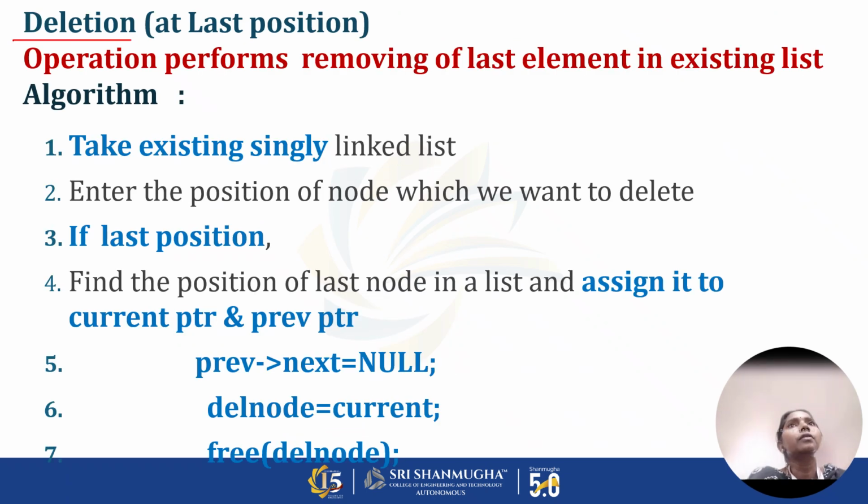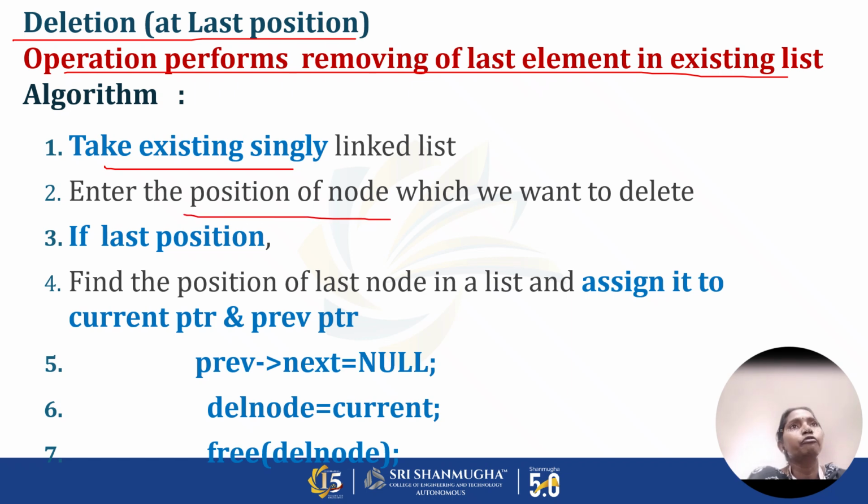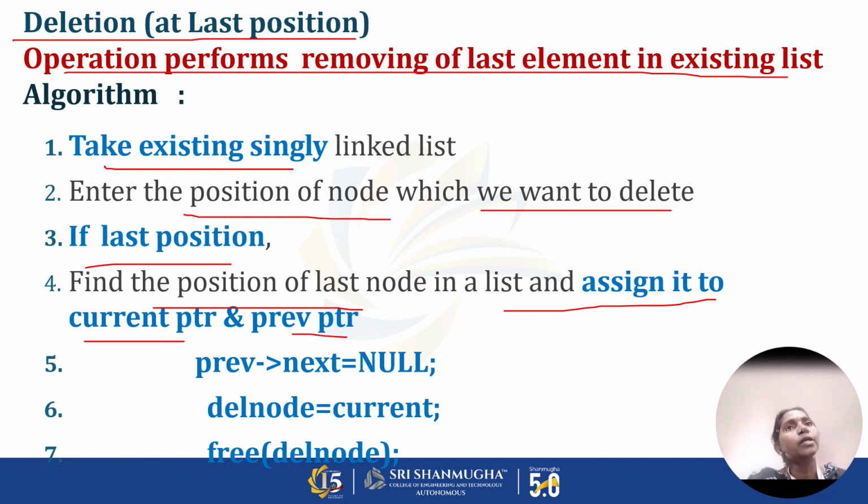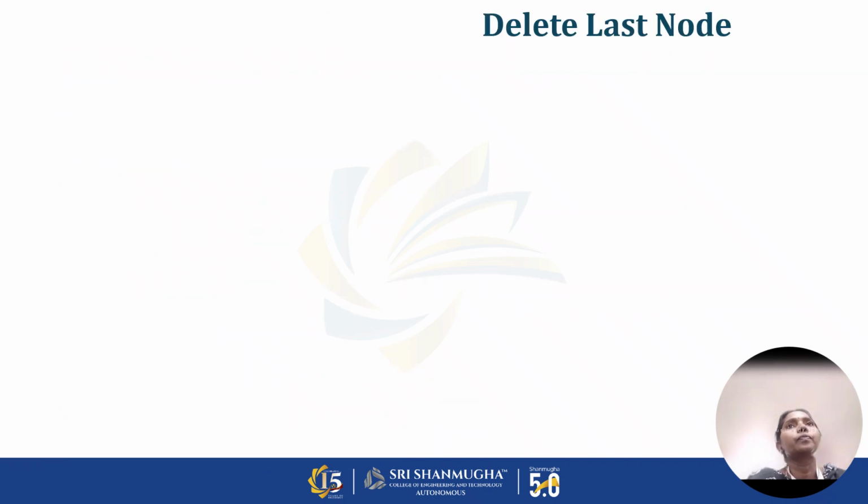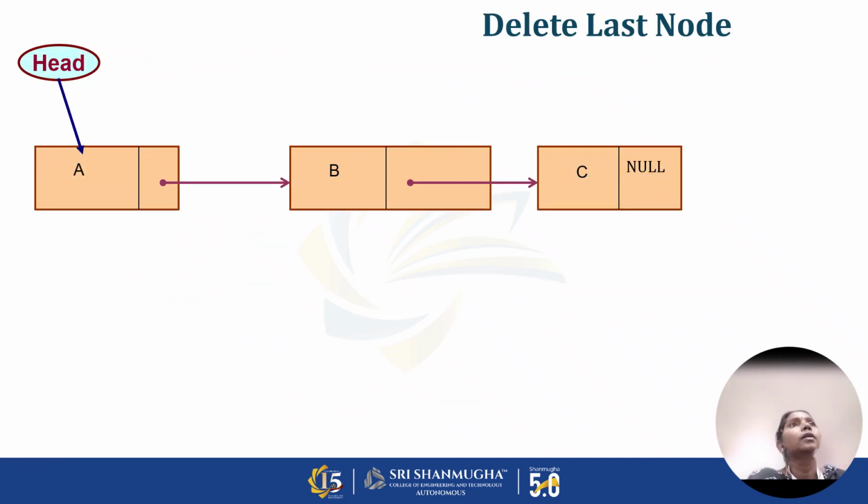And the deletion at the last position. The operation performs removing of the last element in the existing list. Take the existing singly linked list, enter the position of the node which we want to delete. If last position, find the position of the last node in the list and assign it to the current pointer, previous next is null. Del node is equal to current, then delete the last node. If you want to delete the last node, here the last node is C, so we are going to delete the C node.